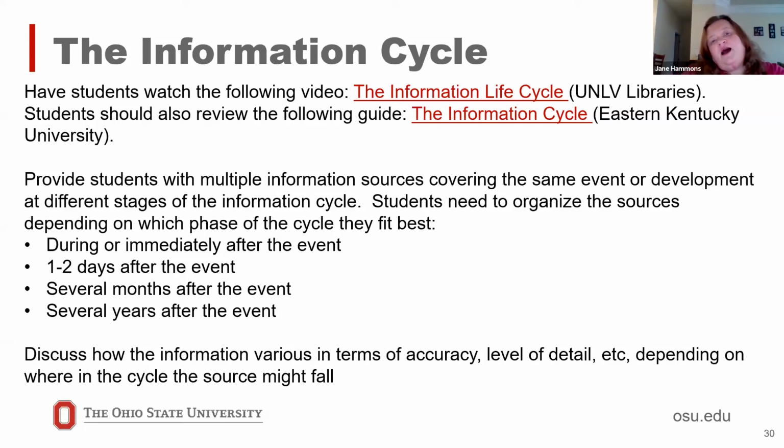And so providing students with different sources covering an event or development and having them organize those sources based on where they fall in the information cycle can be a really great way of getting them to see, I think, that, again, each of these different types of sources can have value, but certain types of sources are going to be available right after the event, and they're going to have different weaknesses and different benefits, but other types of sources might not be created until later.